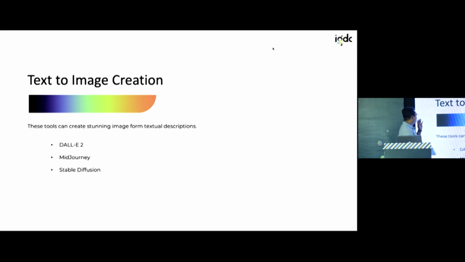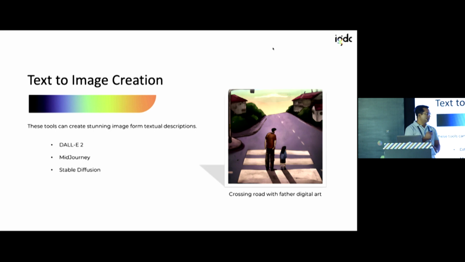So, text to image creation tools, AI tools, obviously. As I already said, there are a lot of tools in the market now, but these three are working very well: DALL-E, Midjourney, and Stable Diffusion. With all the text to image generation tools, the simple text needs to be there as input. Sometimes you can input images for reference, and it will give you the output, like crossing road with further digital art. Just from this I was able to get this output.